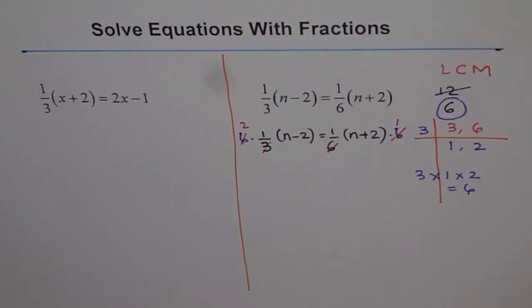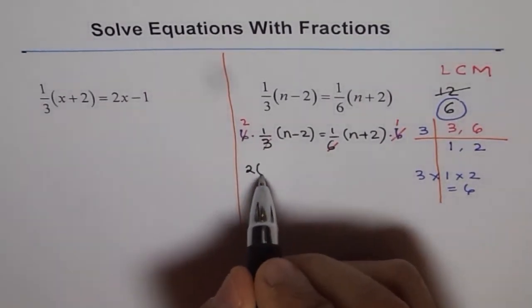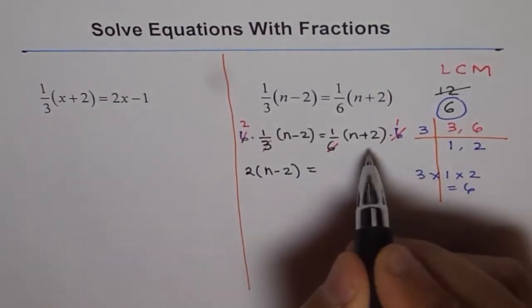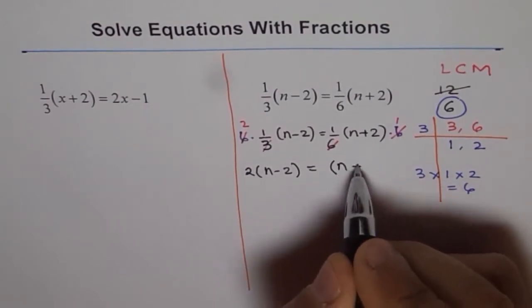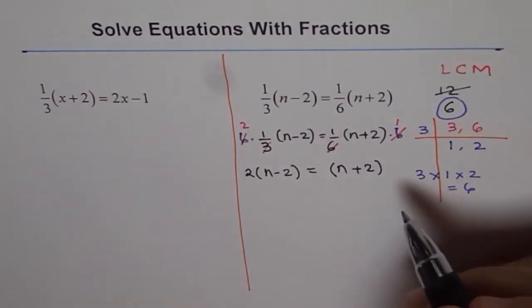Now you can multiply the left side by 2. So we get here 2 times n minus 2 equals 1 times, so there is no need to write 1, right? So you say n plus 2. 1 times anything is that thing itself.